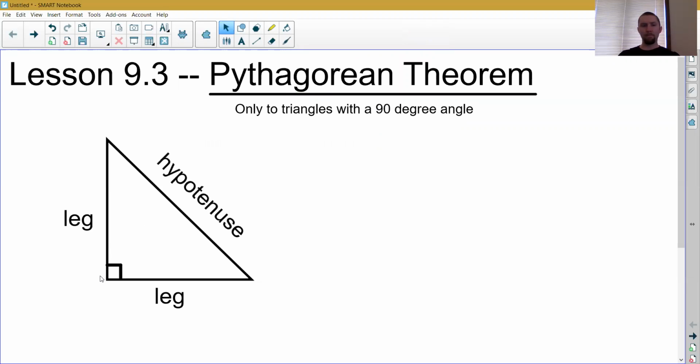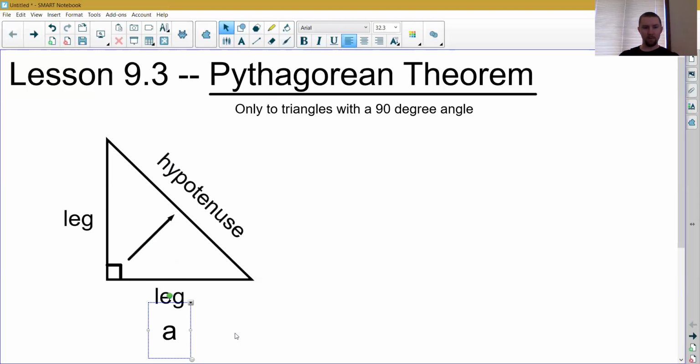And then we have a little bit of vocabulary for the sides of that right triangle. The side that is all the way across from the 90-degree angle is called the hypotenuse. And then the other two sides that together make that 90-degree angle are called the legs of the right triangle, okay? So a right triangle has two legs and one hypotenuse, and the hypotenuse is always across from that 90-degree angle, all right?